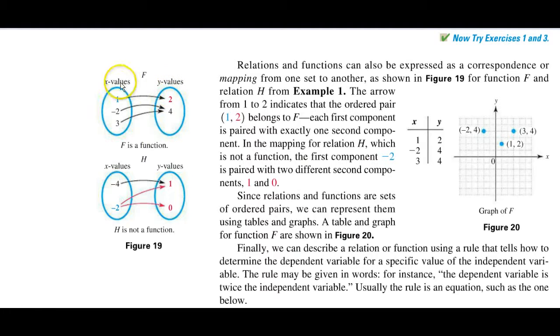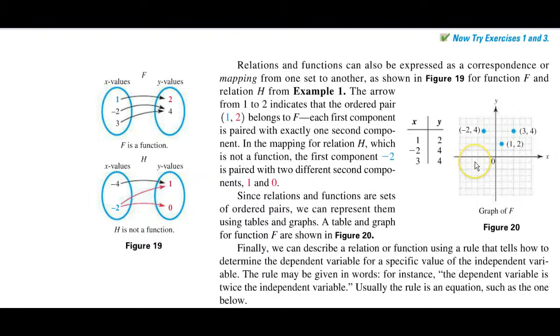Now, sometimes you see it shown like this, where these are your x values, these are your y values. Now notice from the x values, there's only one line going from each value. So this indicates that these items are only used once. So this is a function. Now in this case, we see from the -2, which is the x value, 2 lines. So that indicates that's used twice. So this is not a function.